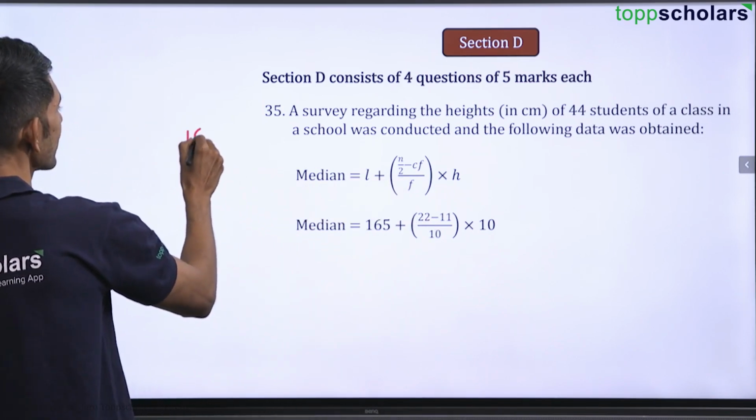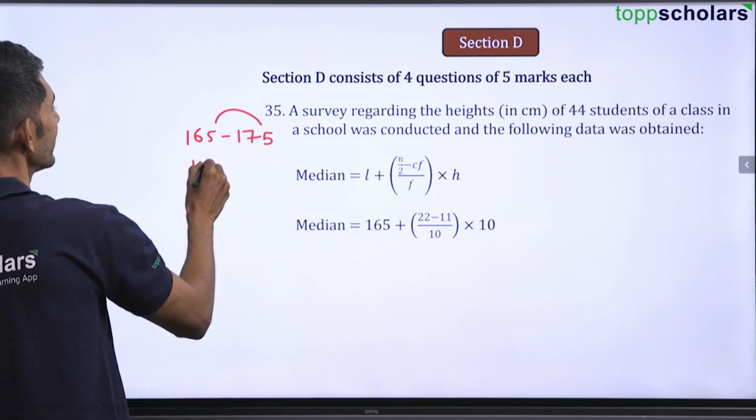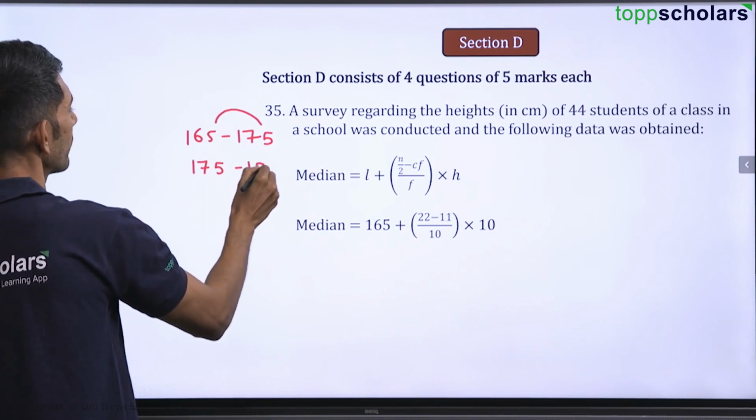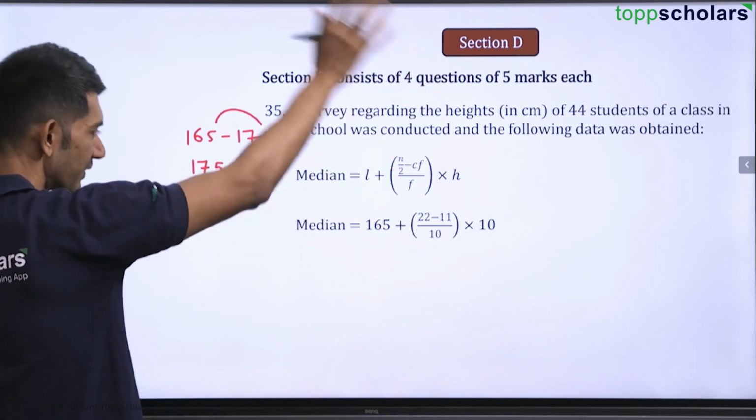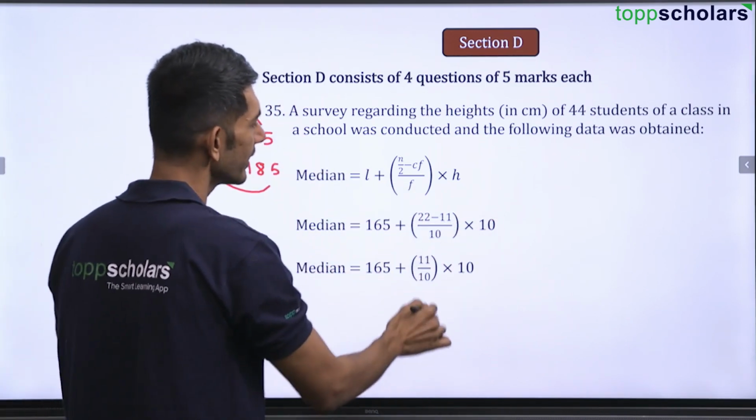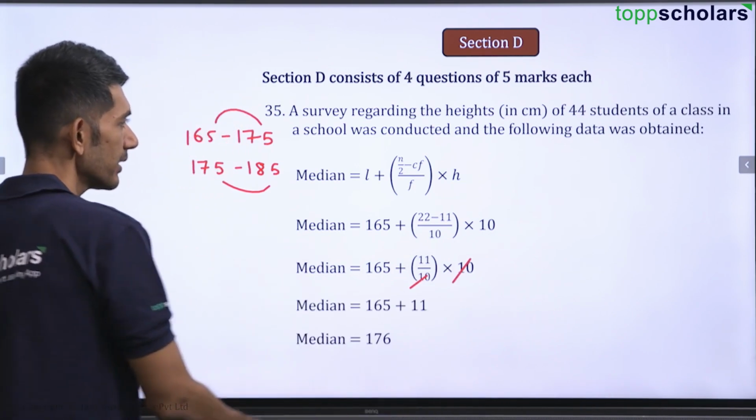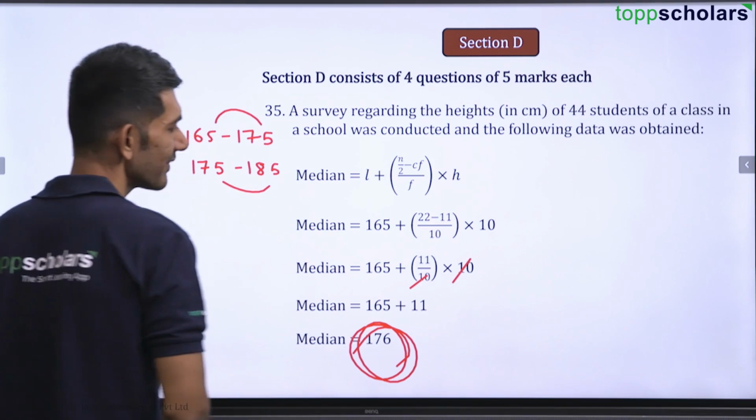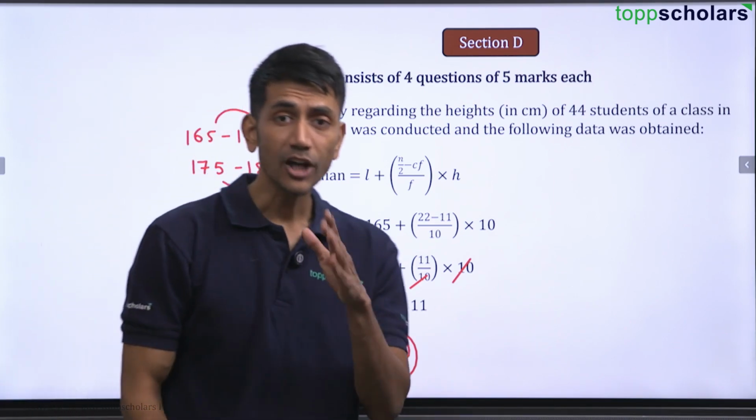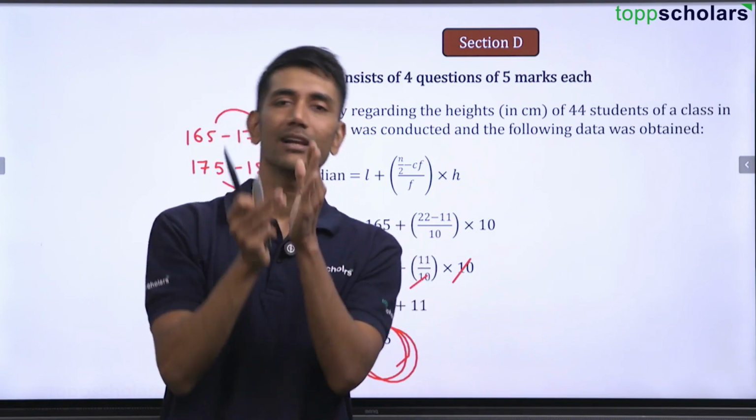see 165 to 175, what is the difference? 10. 175 to 185, what is the difference? 10. So the difference is 10. So this becomes 165 plus 11 by 10 into 10. 10 gets cancelled. You get 176. So what is the median? The median is 176. That is, a child with height 176 is the middlemost value.